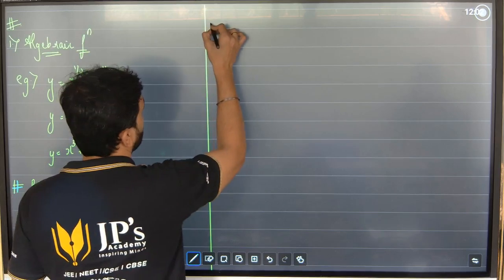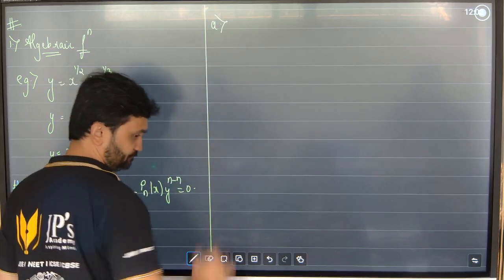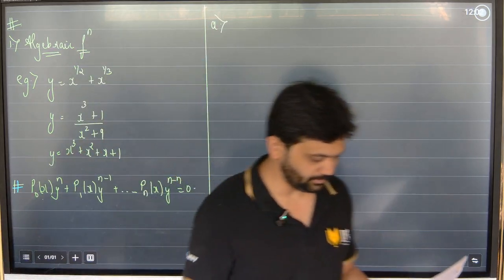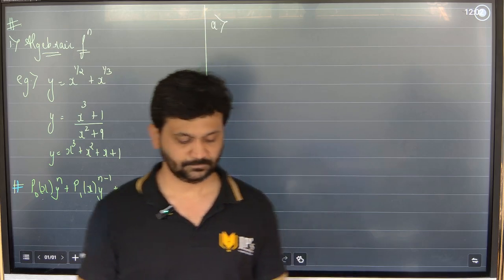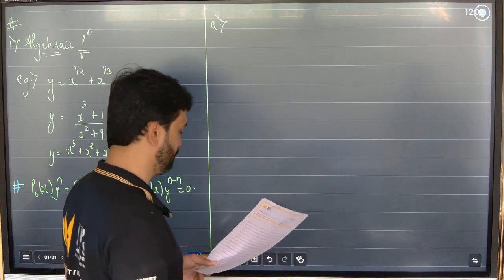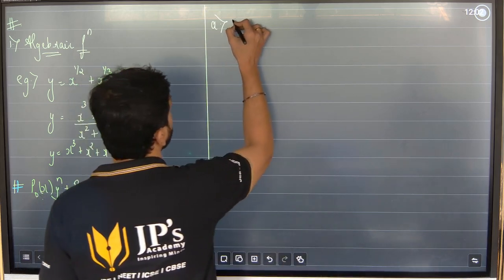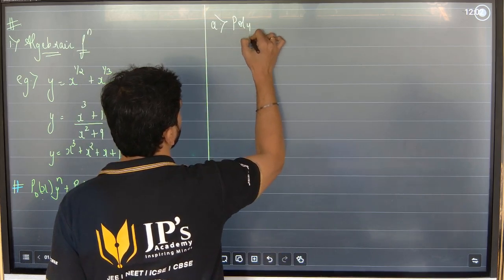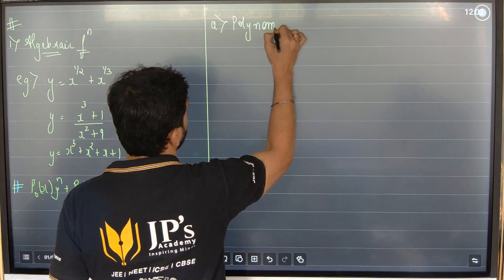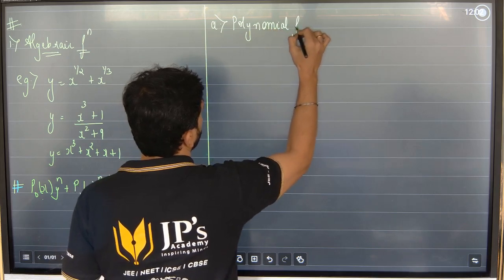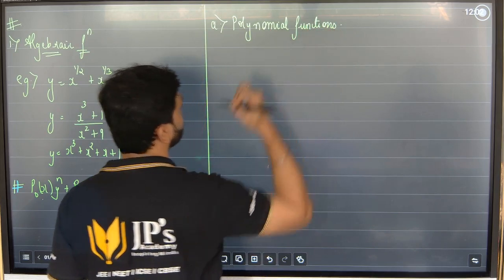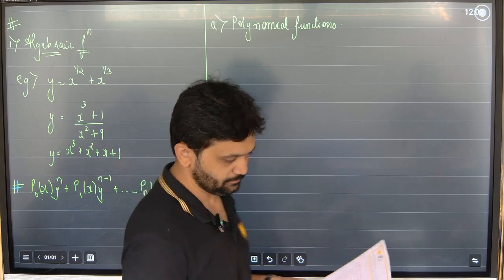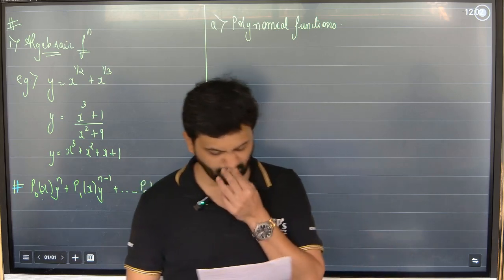Now, A part. Write down A part. Under algebraic we'll be writing polynomial functions. A part, polynomial functions.